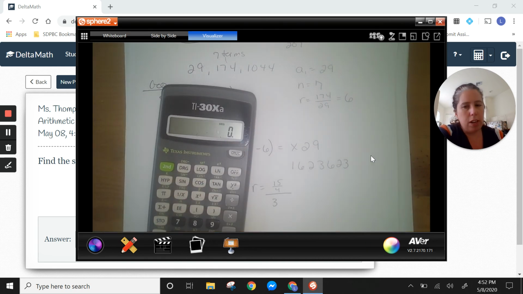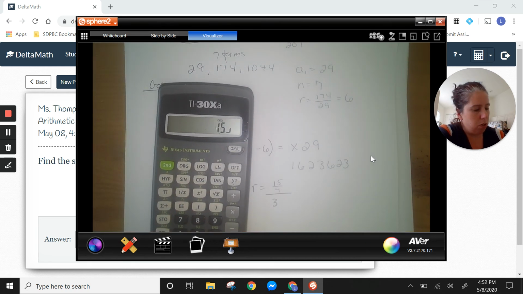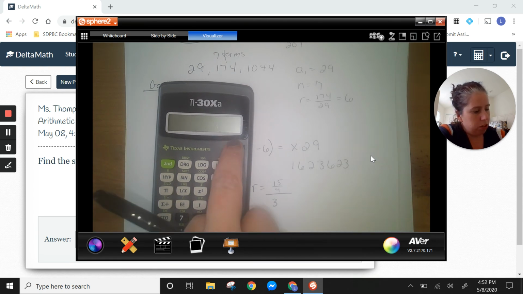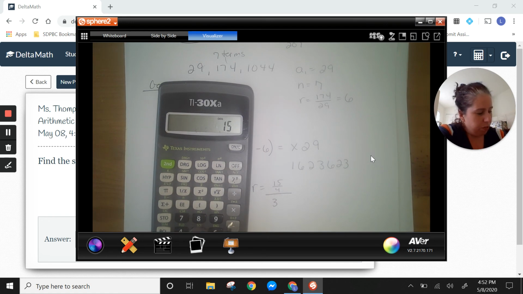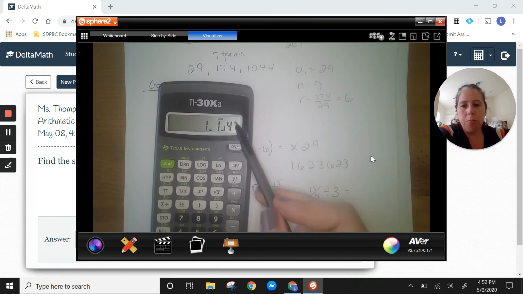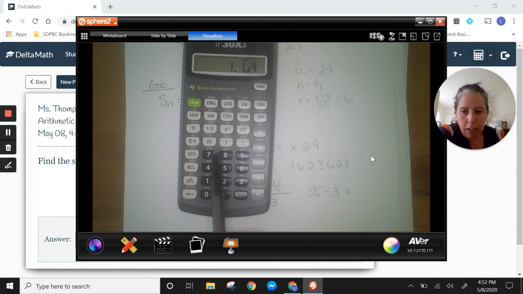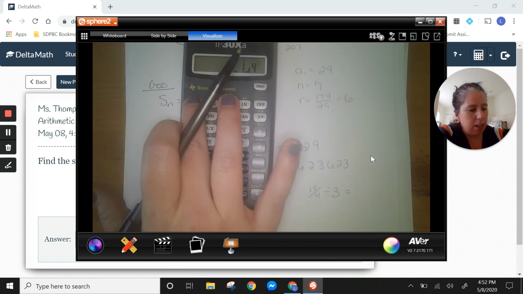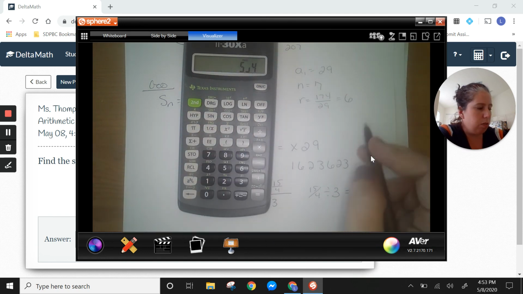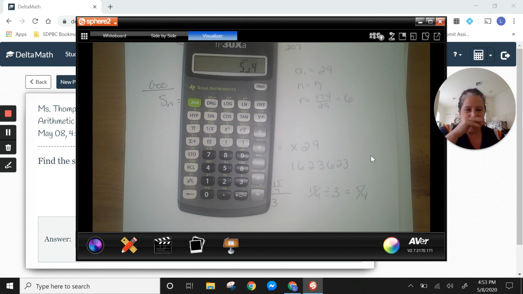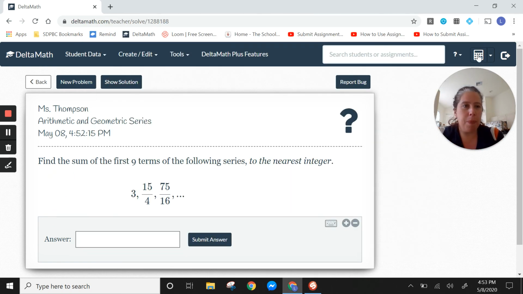If I have one of these calculators, you can actually do this. You do 15 over 4, and then, actually, that's not going to work. You can do 15 over 4 and then divide it by 3 and hit equals. Now I get a mixed number. Above the fraction button is D to C. Hit second, then that button, and it changes to an improper fraction. You can do that on Delta Math also.